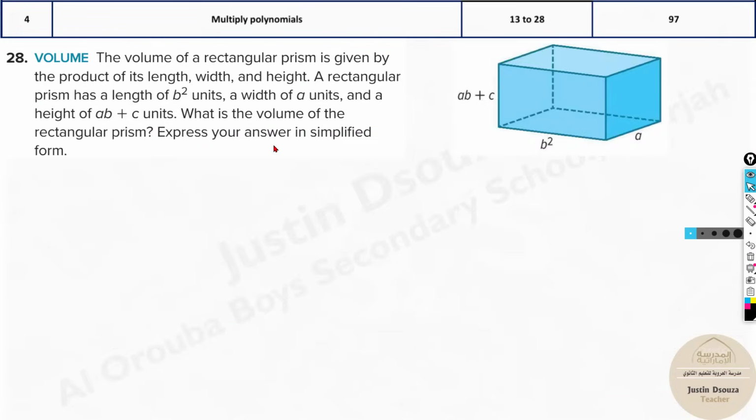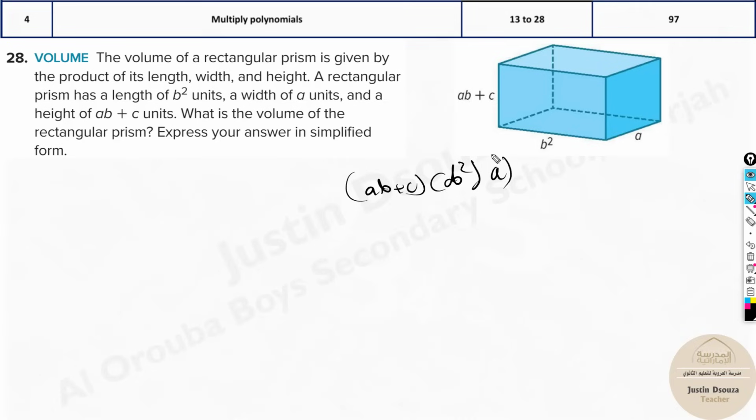You get the actual area of the deck itself. The volume of a rectangular prism is given by the product of its length, width and height. A rectangular prism has a length of B squared, a width of A and a height of AB plus C. What is the volume of the rectangular prism? Express your answer in simplified form. Now it's just multiplying everything. You have to multiply AB plus C with B squared and with A.